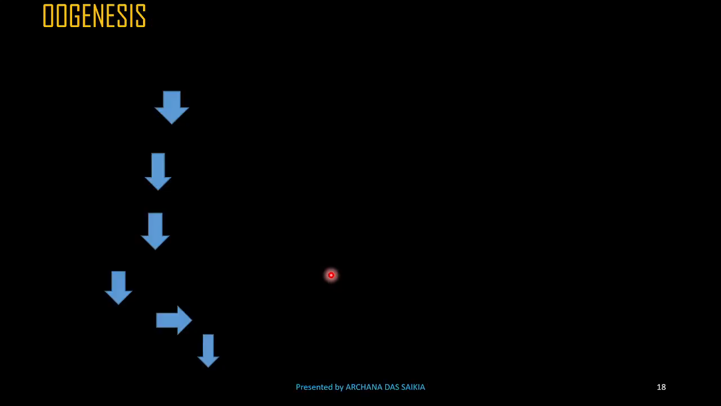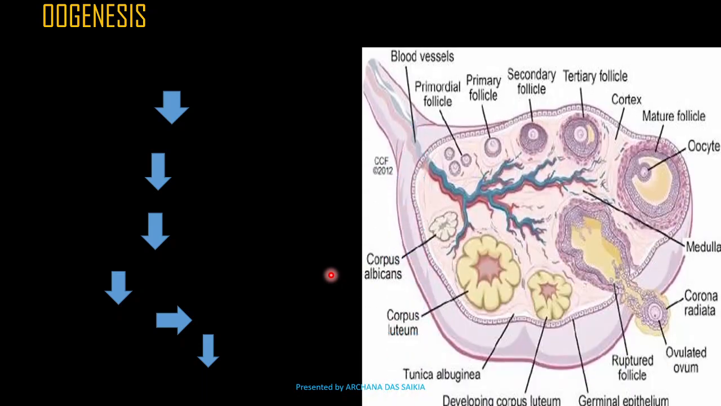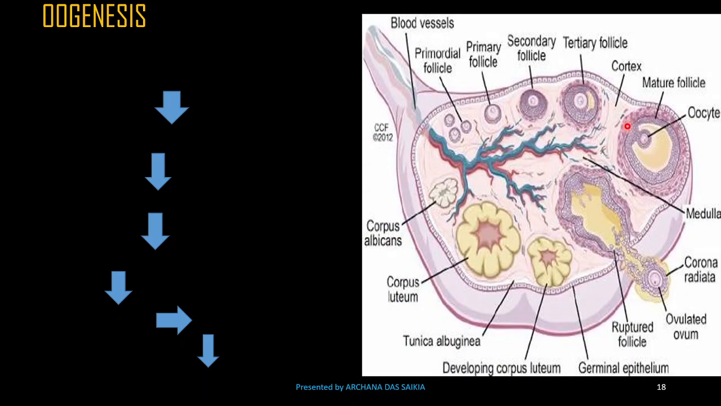Now oogenesis, when taking place in females. So here this is the structure of the ovary.